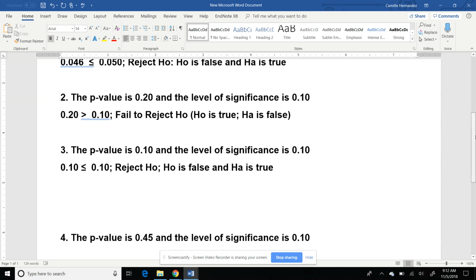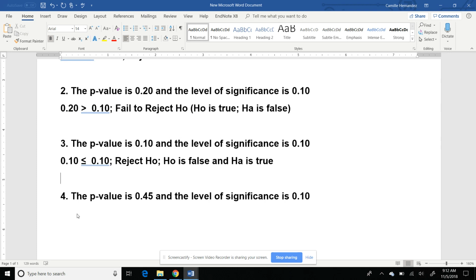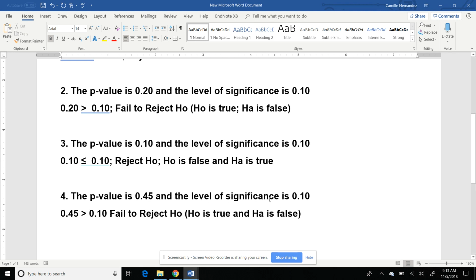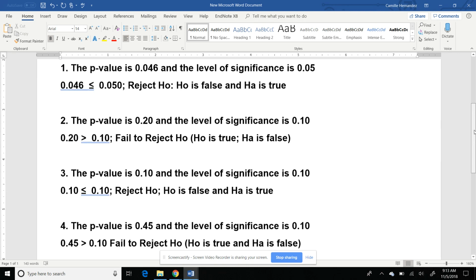All right, let's do the last one. The p-value is 0.45 and the level of significance is 0.10. So I'm going to write 0.45, and this again is greater than 0.10. So that means I fail to reject the null. What does that mean again? H0 is true and HA is false. It's that simple. So as you see, we have two where it was fail to reject and two where it was reject the null.